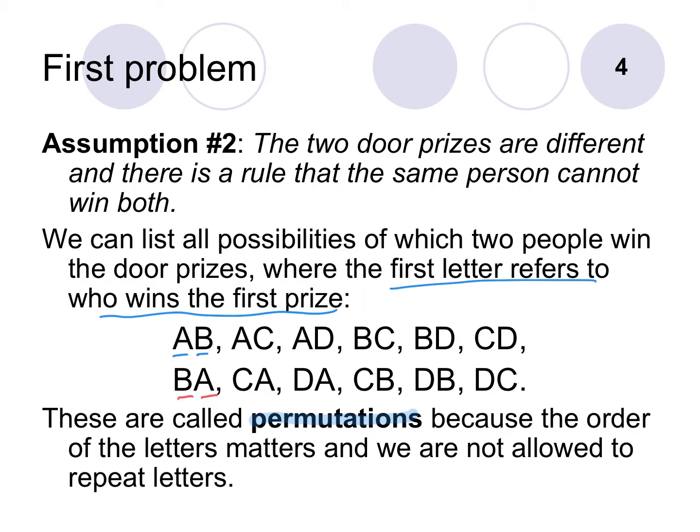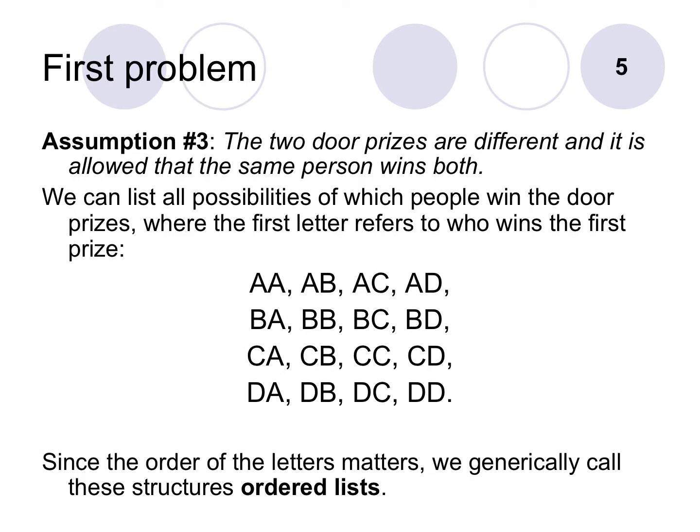Okay, let's look at a third possibility. So in the third possibility, we'll again assume the door prizes are different. Again, we'll use the same convention of thinking of it as filling in the blanks, where the name in the first blank is who wins the car, and the name in the second blank is who wins the $5 bill. So we're thinking of all the ways of filling in 2 blanks. But in this case, we have a rule that allows the same person to win both.